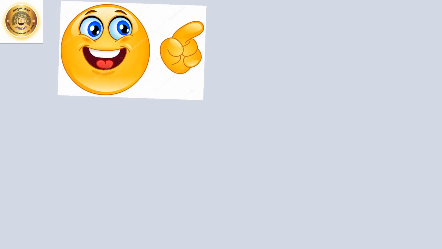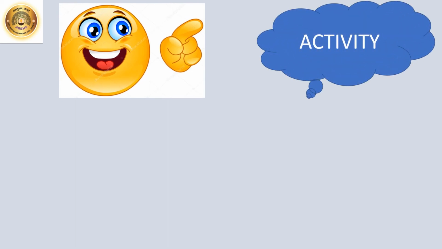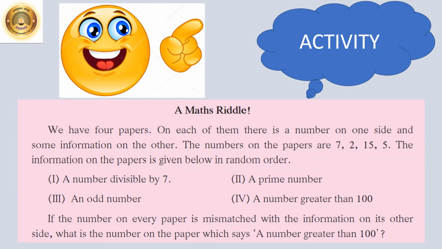So students, it's your activity time. A maths riddle. We have 4 papers. On each of them, there is a number on one side and some information on the other. The numbers on the papers are 7, 2, 15, 5. The information on the papers is given below in random order. See here students, the information given to you: a number divisible by 7. So you have to find out.